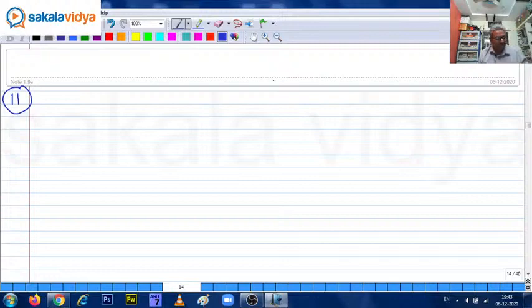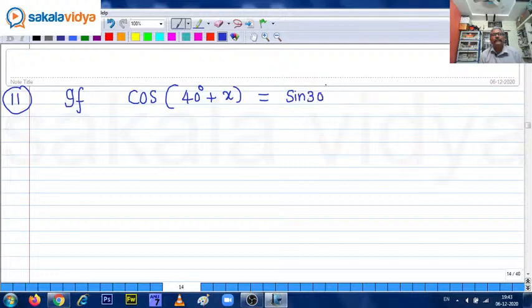Okay, if cos of 40 degrees plus x equals sine 30 degrees, then find the value of x. This is the question.